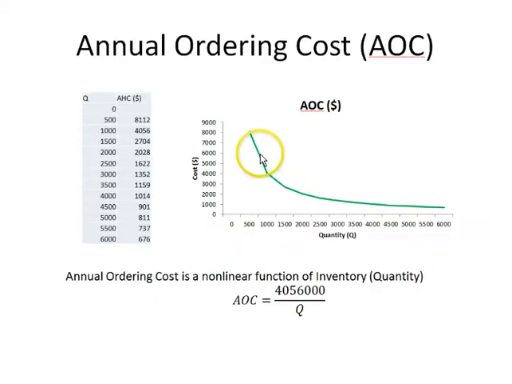And if we look at the annual ordering cost function here, the graph, we see that the annual ordering cost has a nonlinear relationship with our order size.